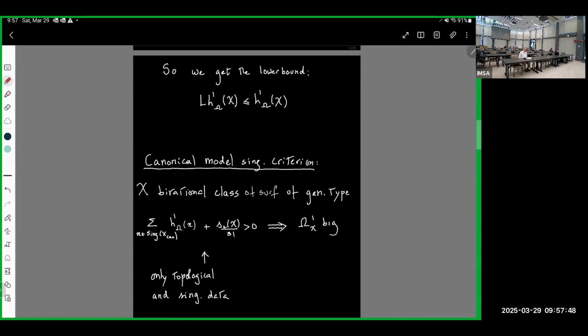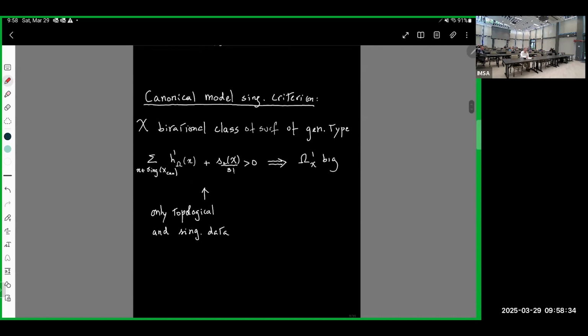The good thing about this criterion is that it depends on topological data, which is easy to understand, and on singularity data. Normally in this question, the way to produce a surface of general type with big cotangent bundle would be via a construction, right? And in a construction, you know the topology and you know the singularities. So you can know these, but we actually have a bigger theory behind it, and we'll see what happens. But this is the good criterion in terms of being able to apply it. So this is the criterion we have.